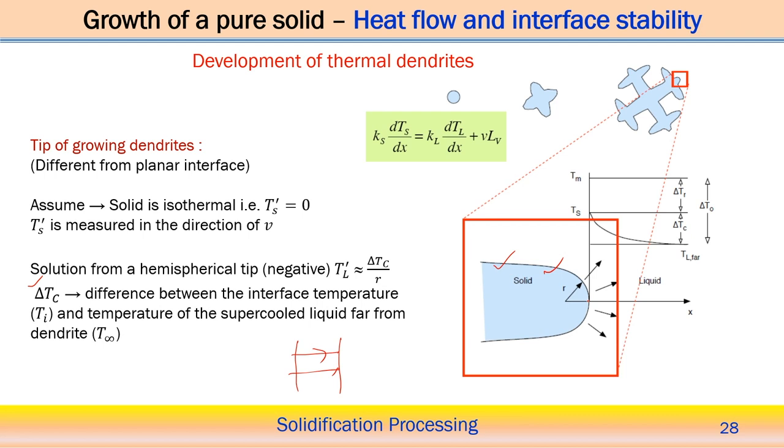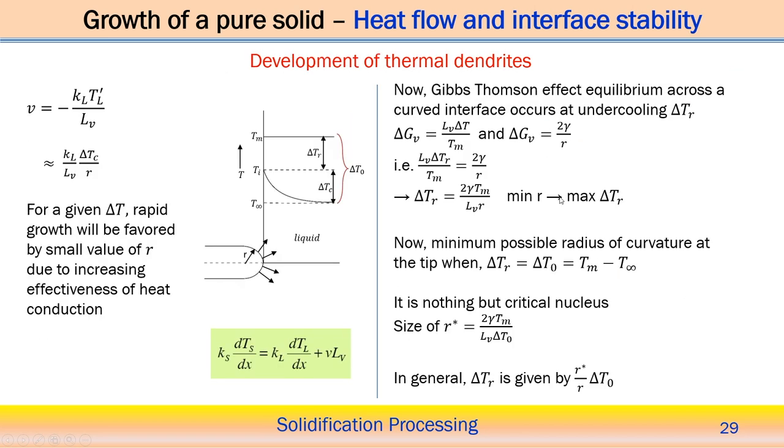So based on that, we can say that the degree of undercooling is basically delta Tc, and therefore the temperature gradient will be delta Tc by distance. So the solid phase is almost at a similar temperature. At a distance r, where r is the radius of curvature on the hemispherical part, the temperature gradient is delta Tc by r. So the temperature gradient at this particular point, between the interface temperature Ti and T infinity, divided by r, indicates the temperature gradient at this point.